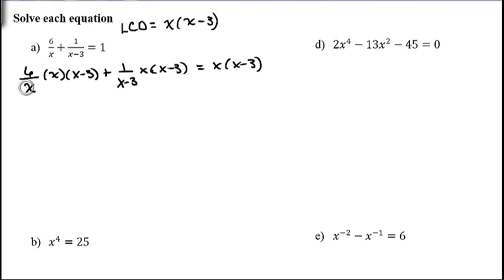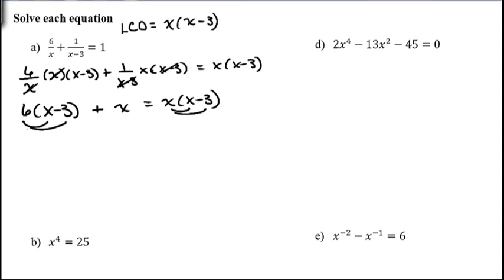When we multiply 6 over x by x times x minus 3, the x's cancel, and we're left with 6 times x minus 3. Here, when you multiply 1 over x minus 3 by x times x minus 3, the x minus 3's cancel, leaving us with plus x. And then it's equal to x times x minus 3. Before we can solve this, we need to distribute the 6 and distribute the x. This gives us 6x minus 18 plus x equals x squared minus 3x.